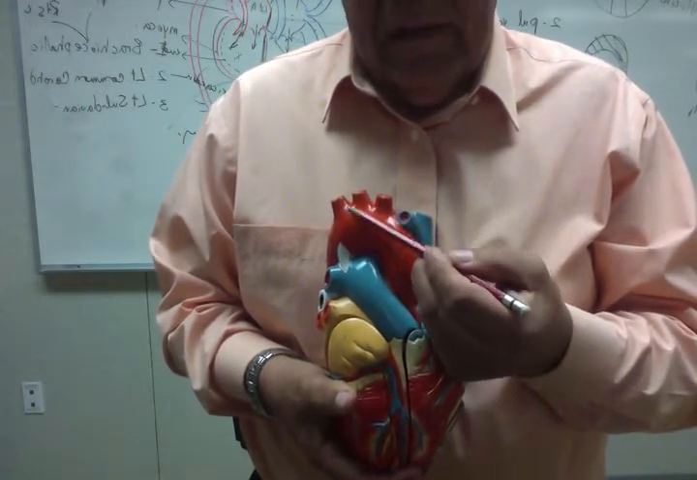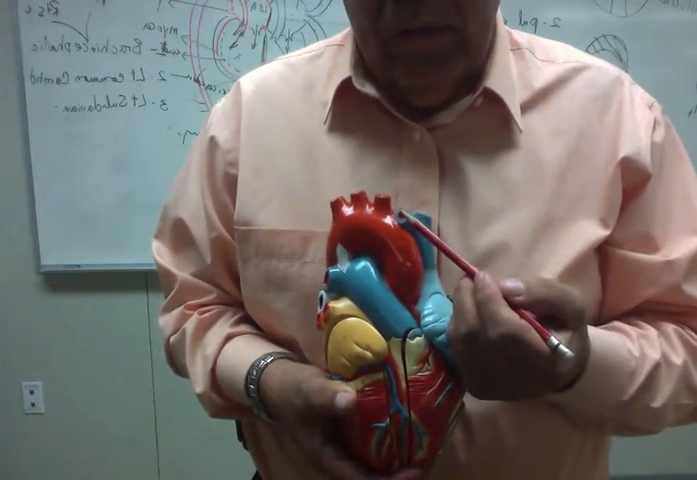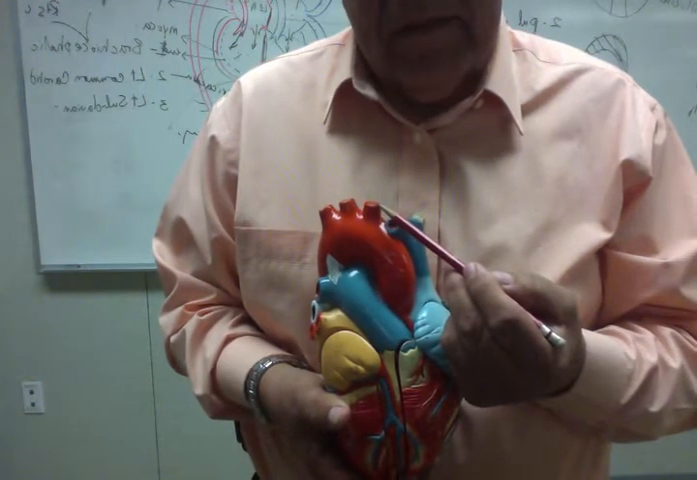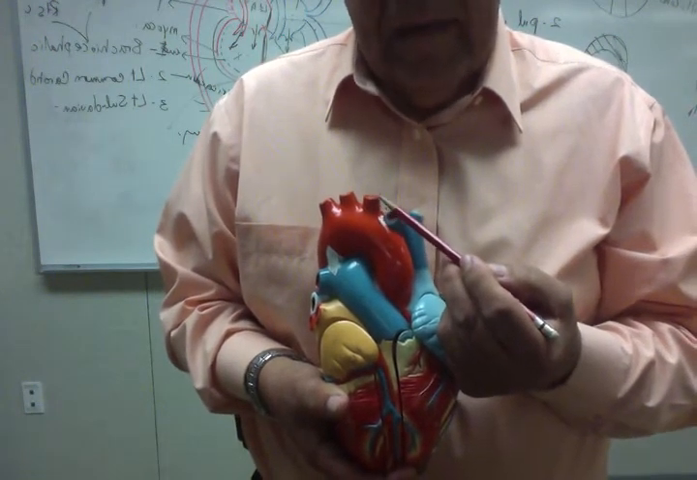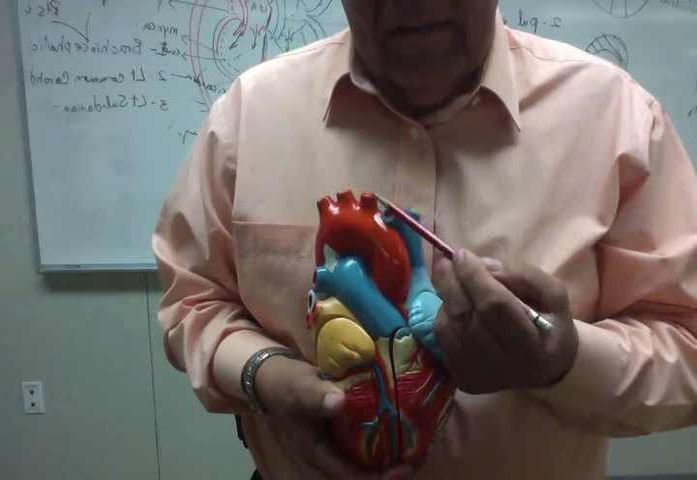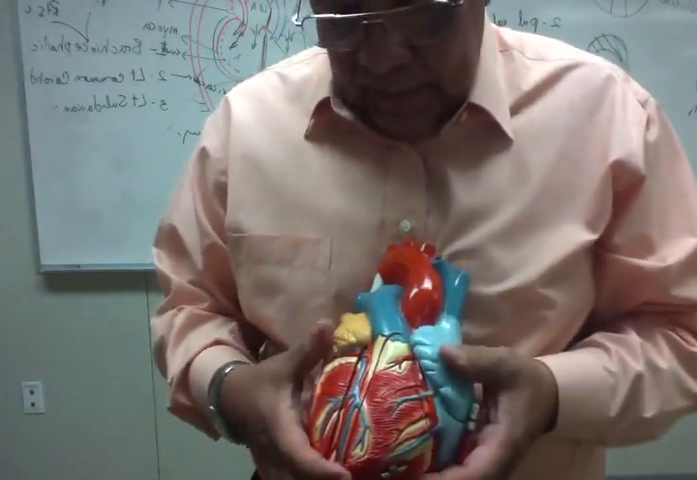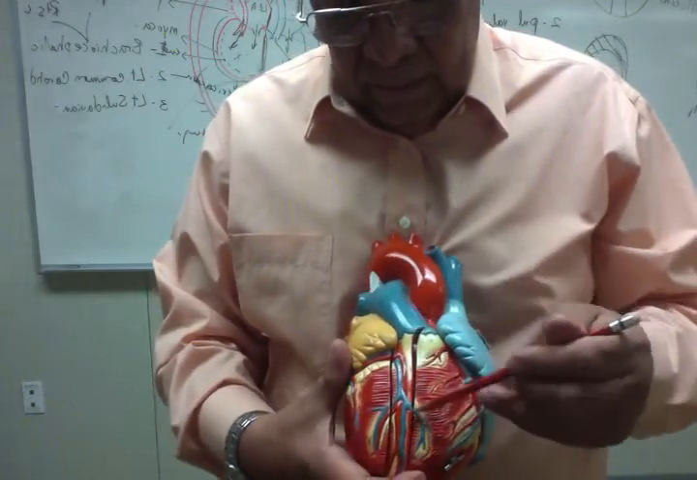So now these are the left ones. Where are the two for the right side? They are branches of the brachiocephalic. So the brachiocephalic makes the right subclavian and the right common carotid. These are the branches from the arch of the aorta. Let's go on to these other blood vessels.